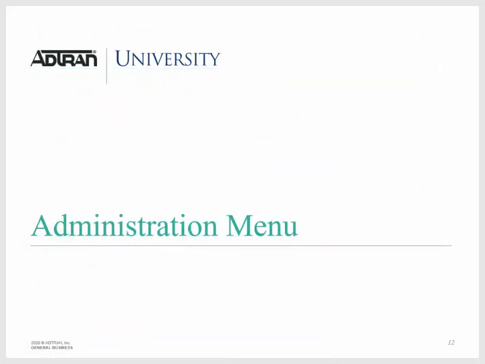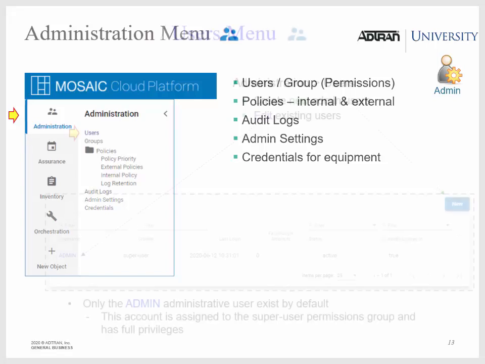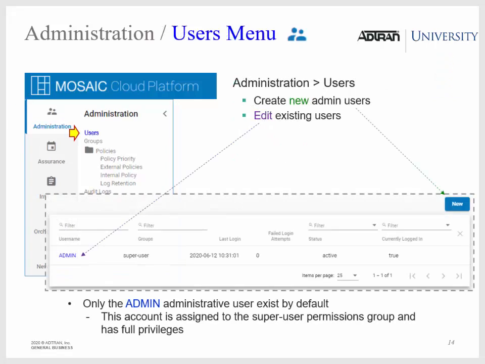The Administration menu. The administrative screen provides the administrative functions for the Mosaic CP GUI. These are the functions used to manage users, permission groups, internal and external policies, audit logs, and admin settings. MCP users will be managed via the Administration Users menu. From here, you can click to edit an existing user or click New to create a new user. Only the admin account exists by default. The admin account is assigned to the superuser permission group and has full privileges.